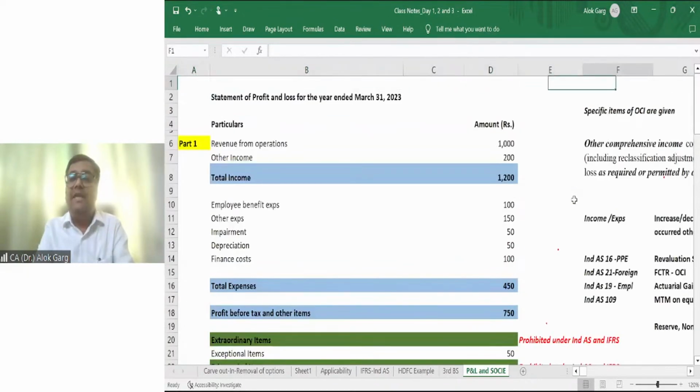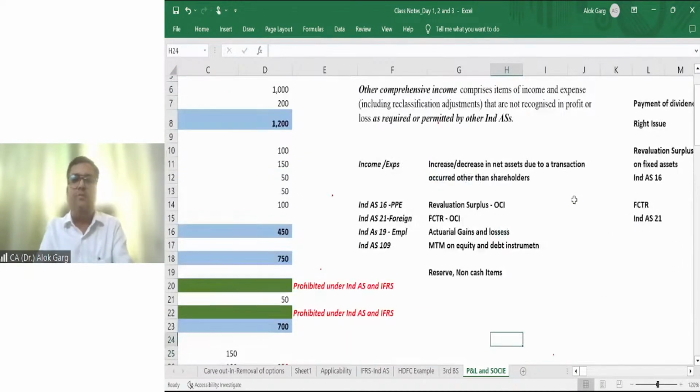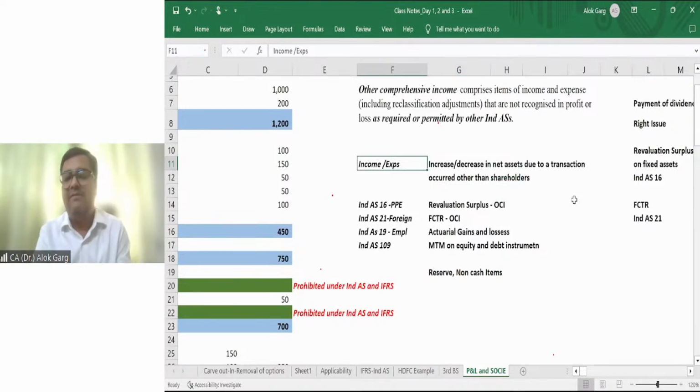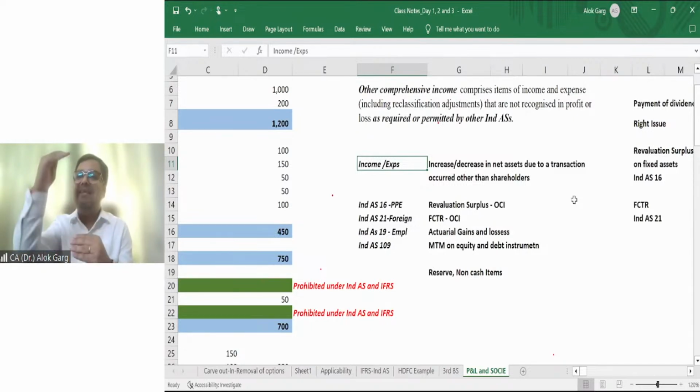But why is this OCI concept there? So let me explain. Friends, there is a definition of income and expense. You must have read the definition in your conceptual framework for financial reporting, right? Now, what is the definition of income and expense? It says that whenever there is an increase in net assets.